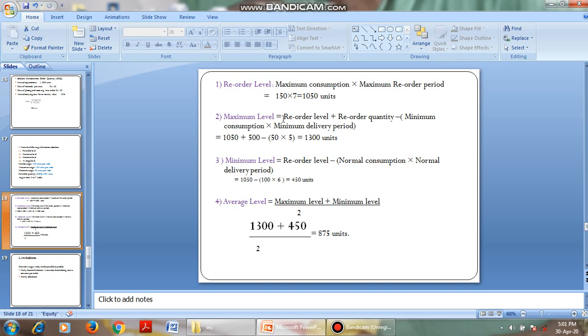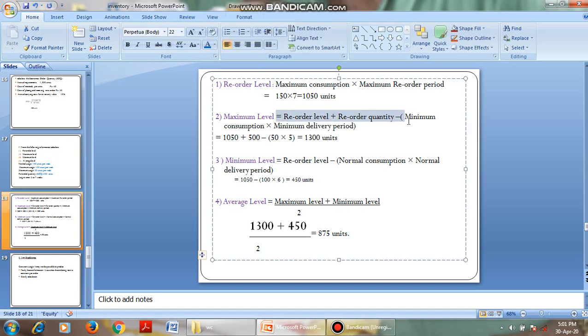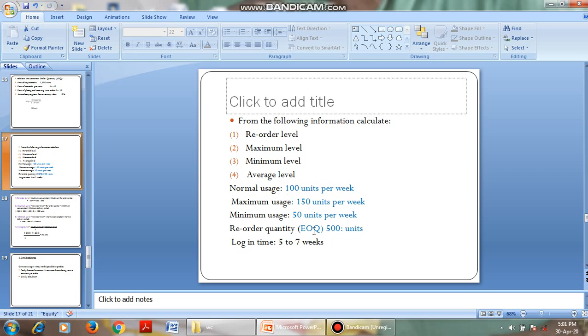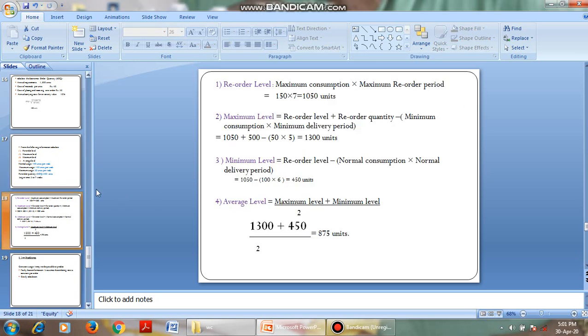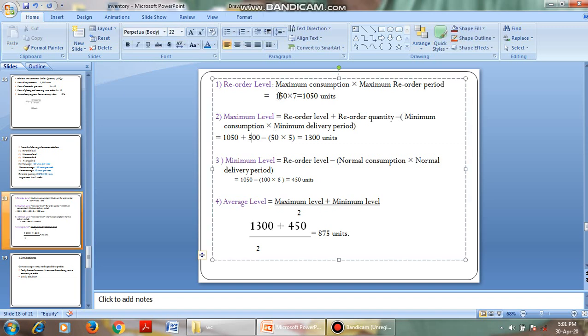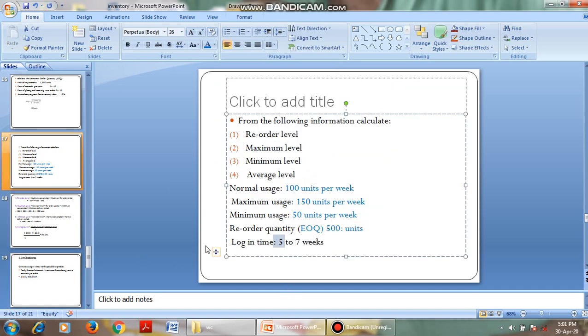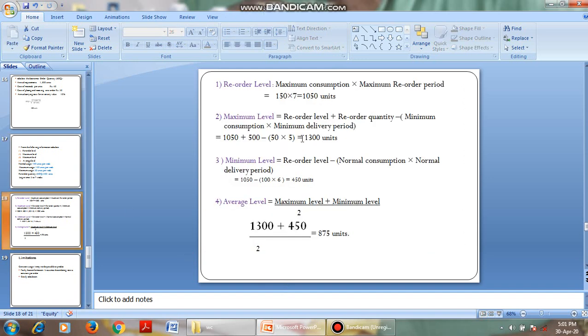Maximum level is reorder level plus reorder quantity minus minimum consumption into minimum delivery period. Reorder level is 1050 plus reorder quantity, which is given here as 500 units, minus minimum consumption of 50 into minimum delivery period of 5 weeks. Okay, 5 weeks is the minimum delivery period. That gives us 1300 units.